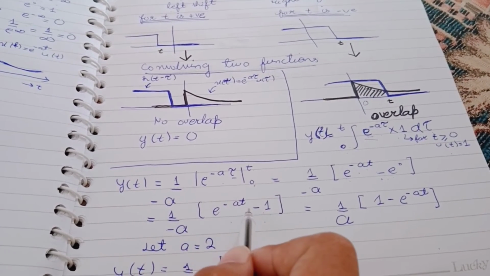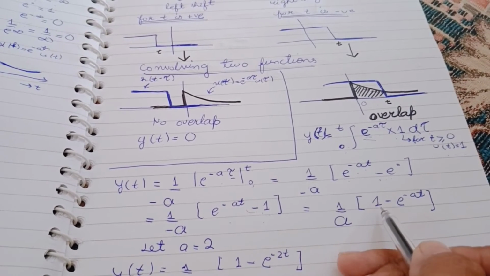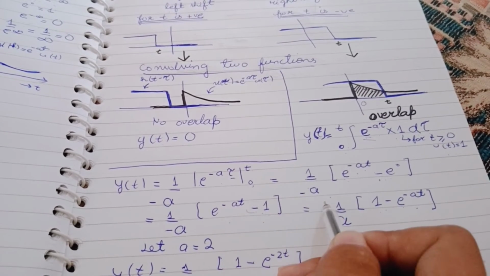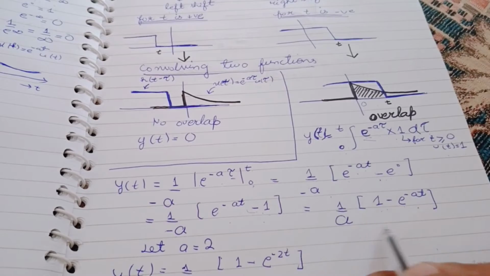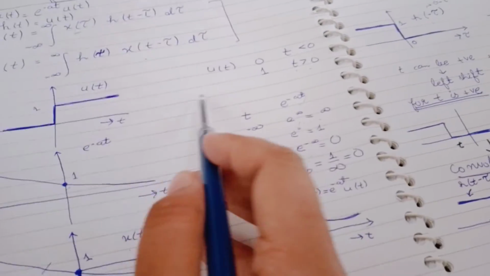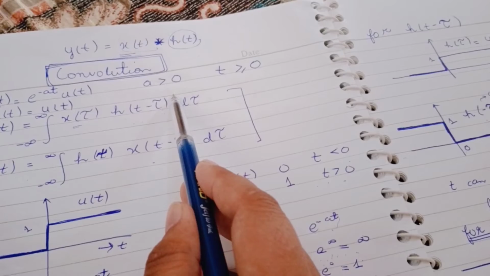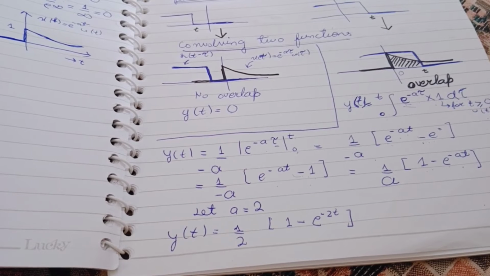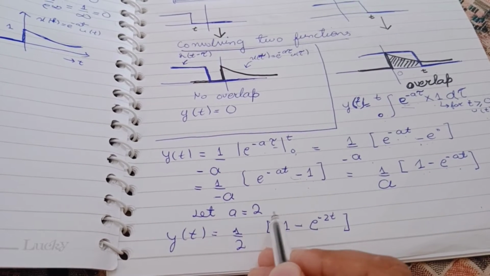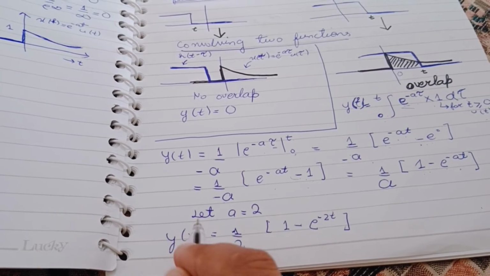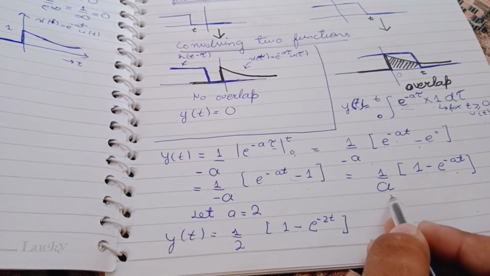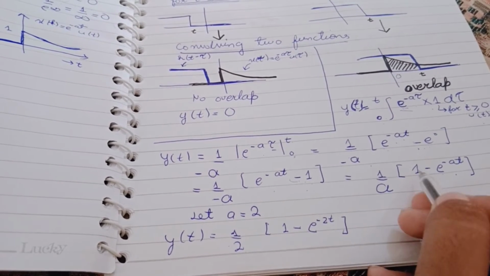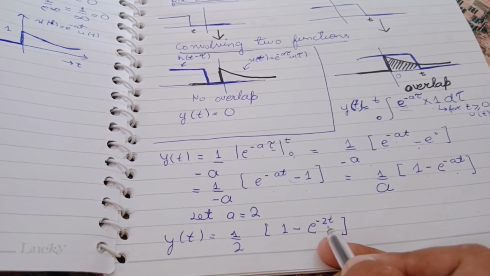So when we take minus as common, the function becomes 1 - e^(-at), and the minus we have taken as common will cancel with this minus. The answer will be this. As I already told you, a is greater than 0, so you can let any value which is greater than 0. Here I am letting a equal to 2. So y(t) equals, we have put the value of a, 1 by 2 into (1 - e^(-2t)), where instead of a we are putting 2.